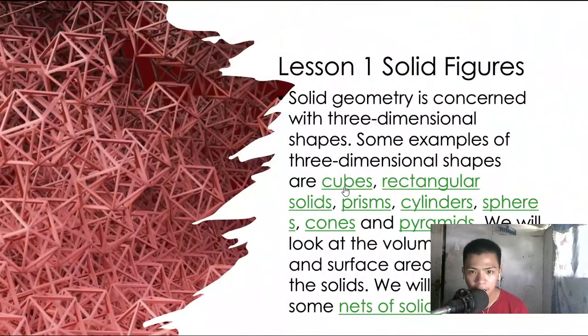Next slide. The next slide is lesson one, which is solid figures. Solid geometry is concerned with three-dimensional shapes. Some examples of three-dimensional shapes are cube, rectangular solid, prism, cylinders, spheres, cone, and pyramids. We will look at the volume formulas and surface area formulas of the solids. We will also discuss some nets of solids.